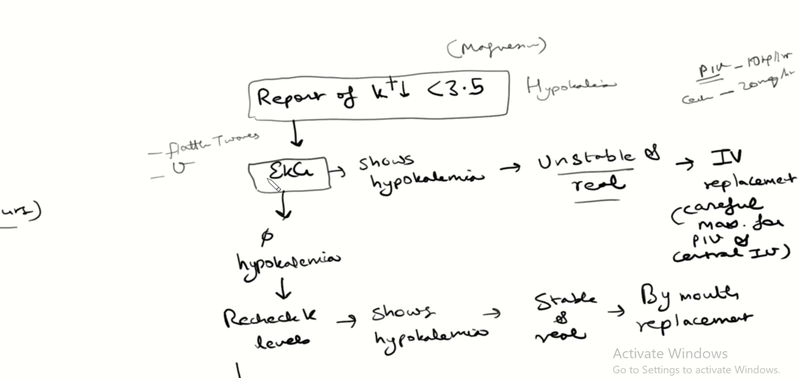Okay, good. So now you see your EKG and it shows us hypokalemia. It's unstable and real, and you treat it. Well, what if it doesn't show any hypokalemia? There's two possibilities. Again, you might have what? A normal patient with no hypokalemia. Or you might have a patient with hypokalemia, but it's stable. So what do we do? We recheck the potassium levels.